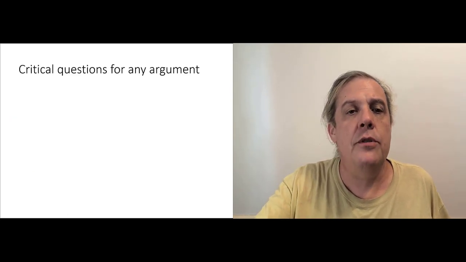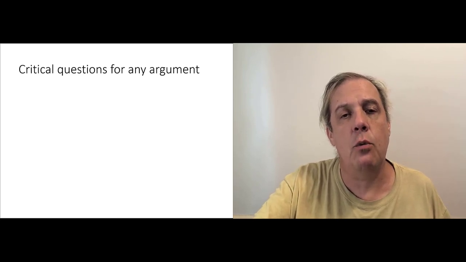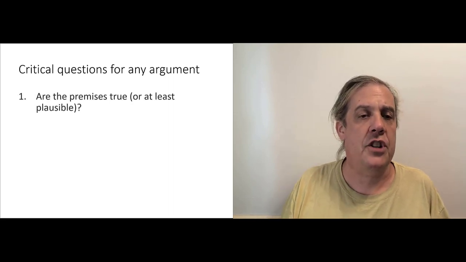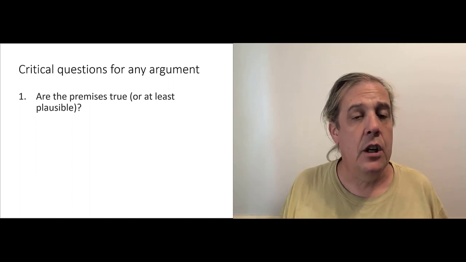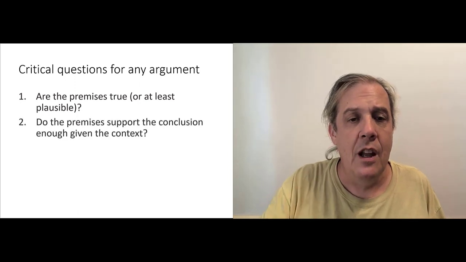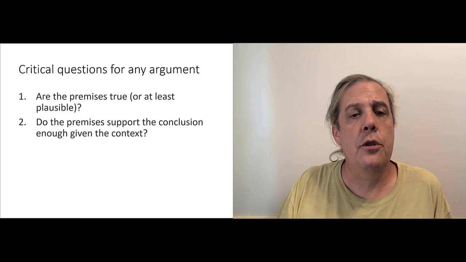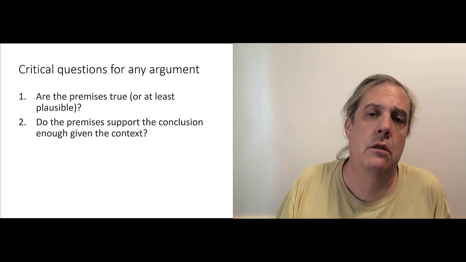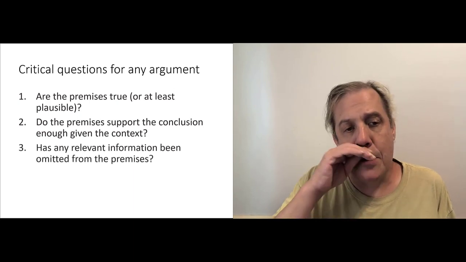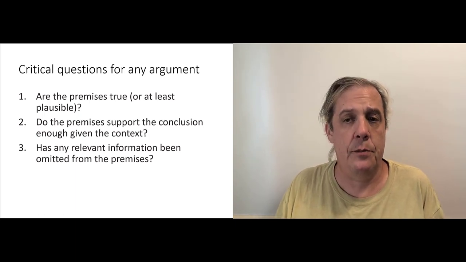Okay. The critical questions that go with any argument are just the ones we've been talking about so far. So we said check the premises, that is, check the reasons. Are the premises true? Or at least, are they plausible? You also want to check the reasoning, check the inference. Do the premises support the conclusion enough in the given context? And then the third question, has any relevant information been omitted from the premises?